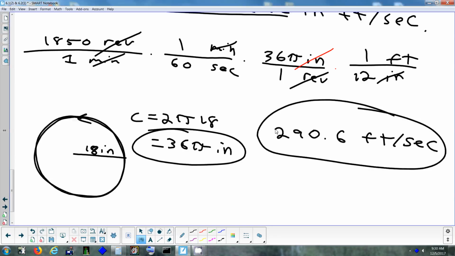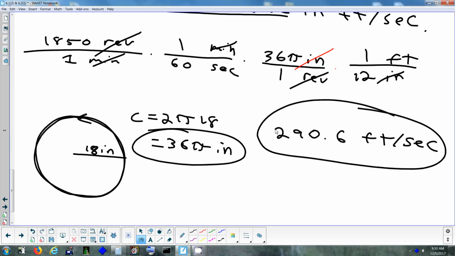Okay, did anybody else get 290.6 that checked it? These are kind of problems that it's hard to just say, well, that seems reasonable, because there's so many conversions. I have no idea if that's reasonable. But that's what someone, you got that? Okay. So any questions on the concept of angular velocity?